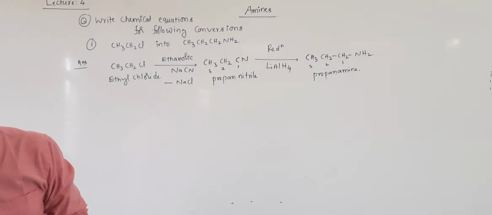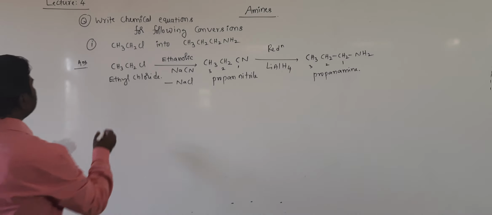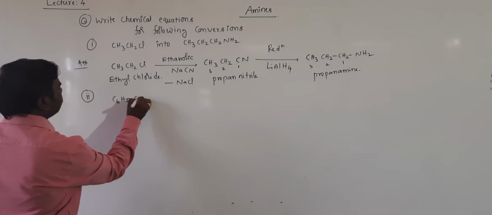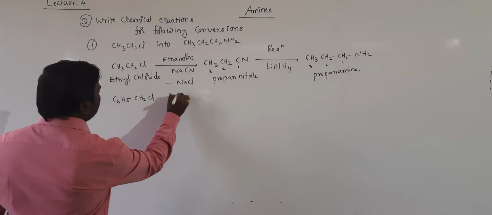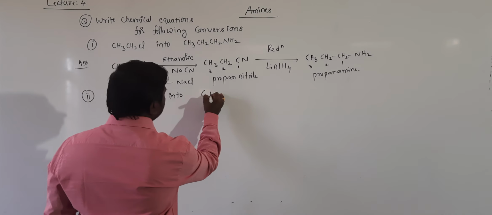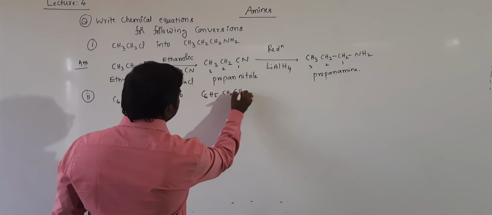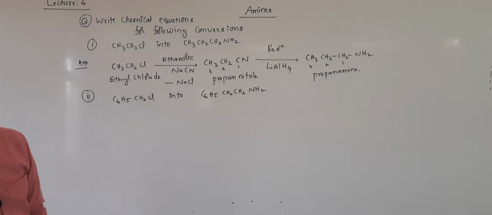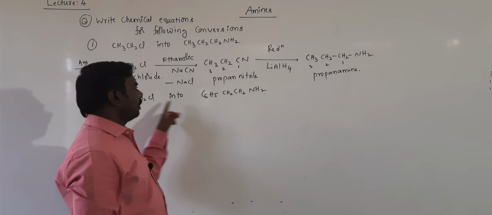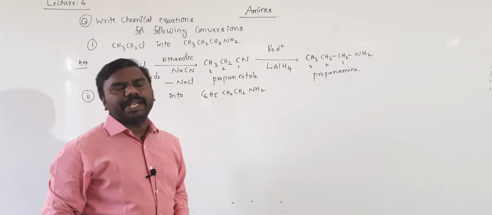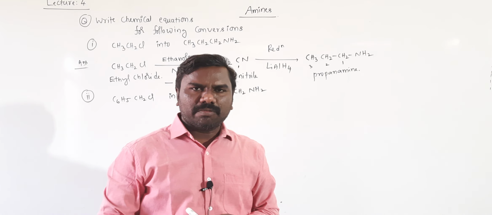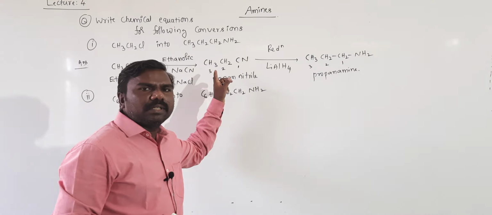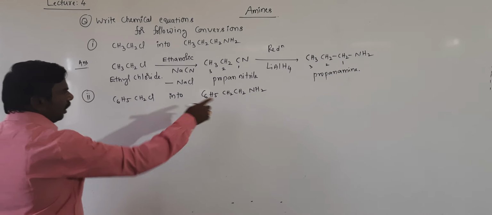Second one, question number 2, benzyl chloride, C6H5CH2Cl, into C6H5CH2CH2NH2 here. Check students, 6 plus 1 is 7, 6 plus 1 plus 1 totally 8. One extra carbon atom is required. That's why, like the previous one, first treat with cyanide, then we will get the amine.